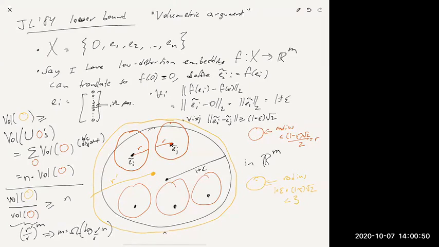Well, how do we get the 1 minus epsilon root 2 for each e_i tilde being far apart from the other e_j tildes?